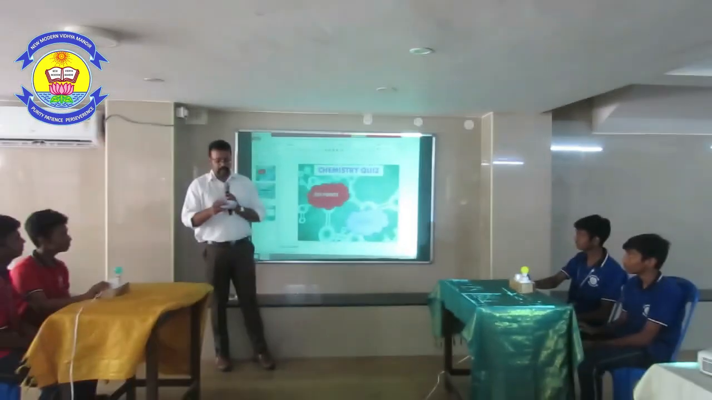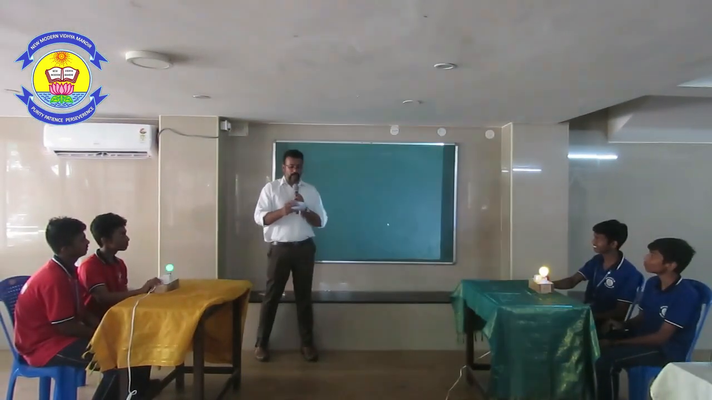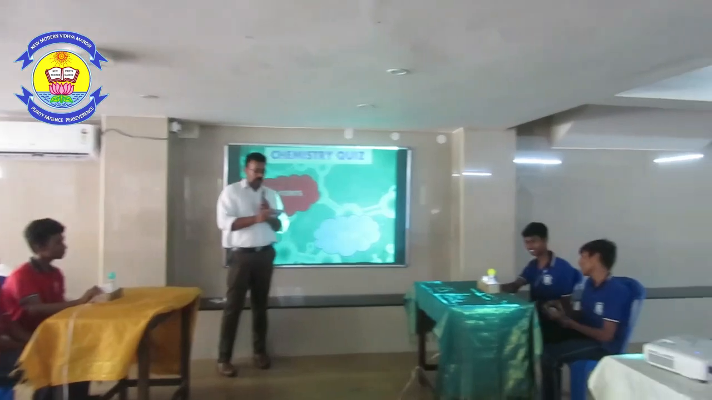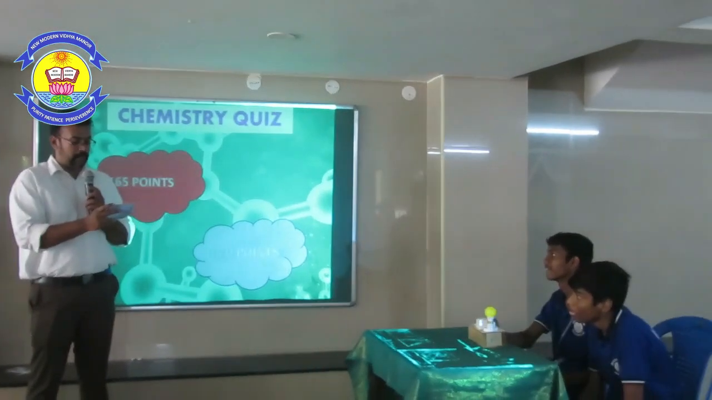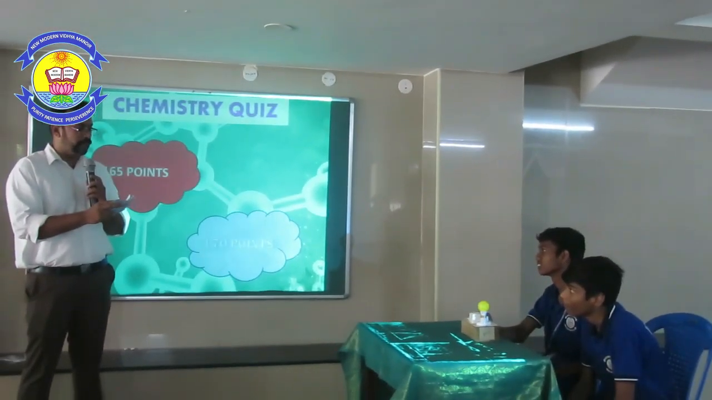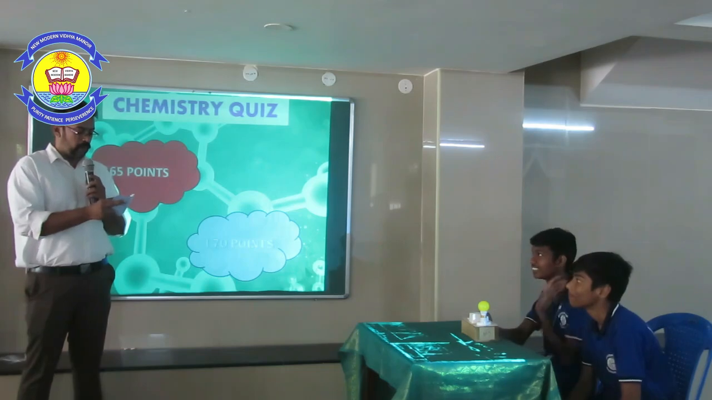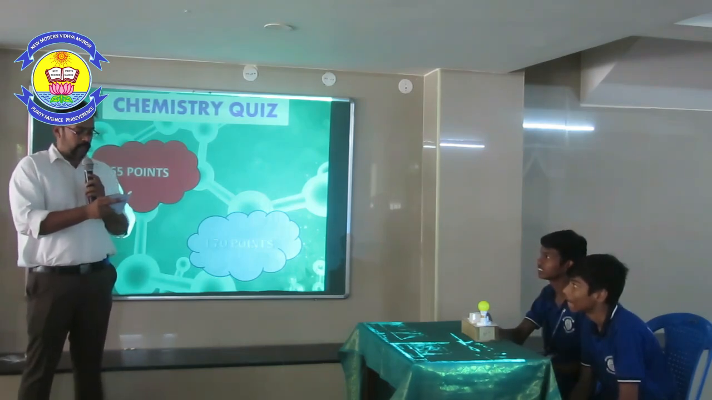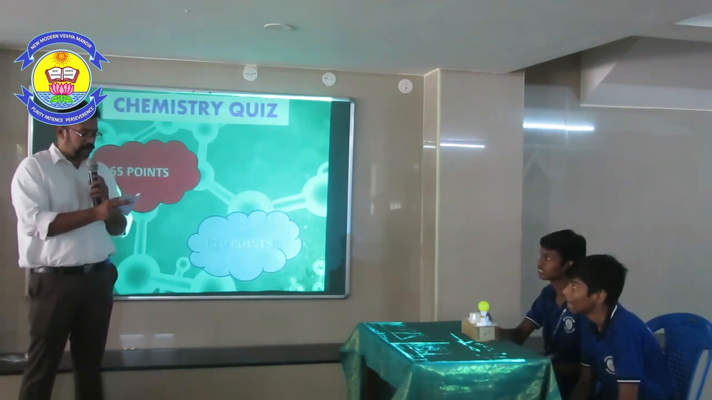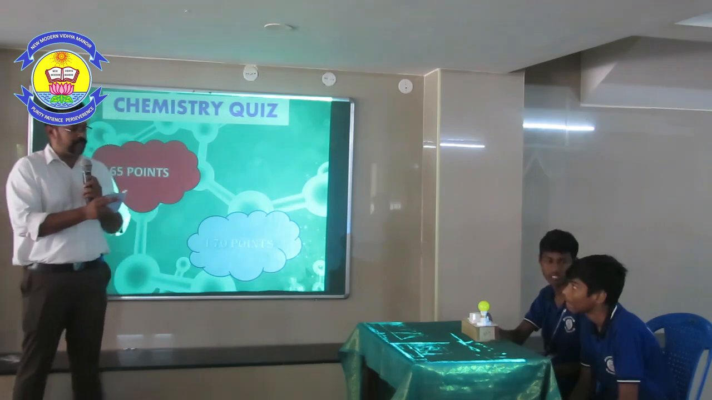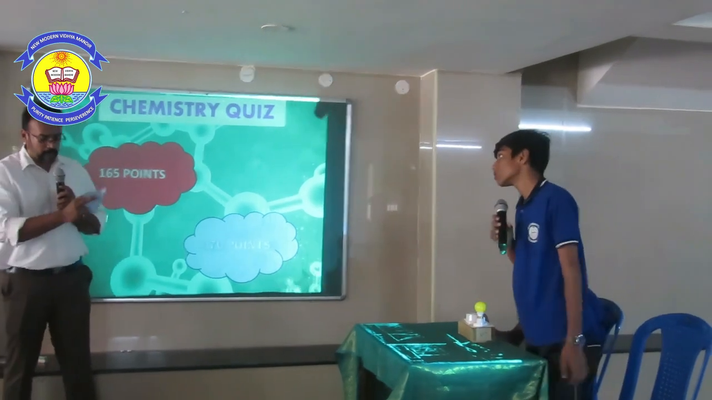Next question. Formation of cyanohydrin from acetone is an example of nucleophilic substitution, electrophilic substitution, electrophilic addition, nucleophilic addition. Nucleophilic addition. 5 points granted.